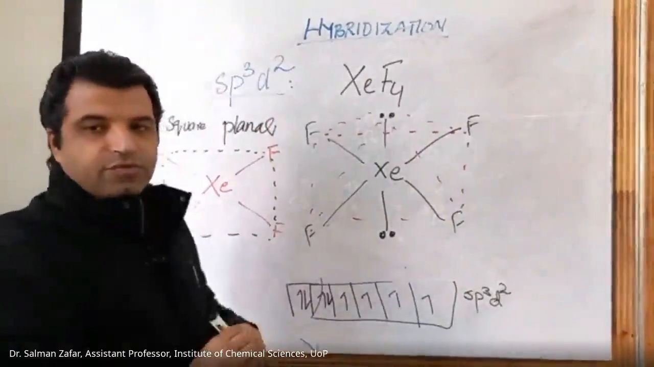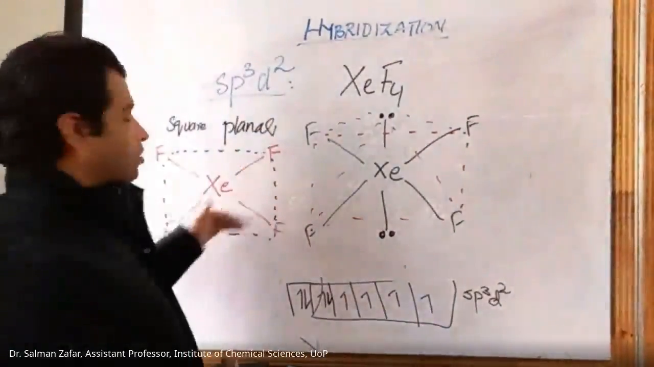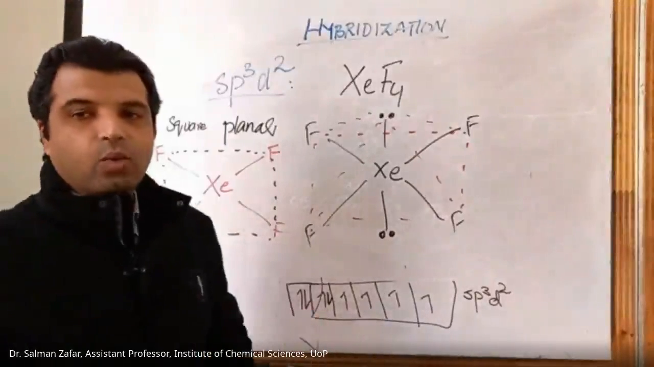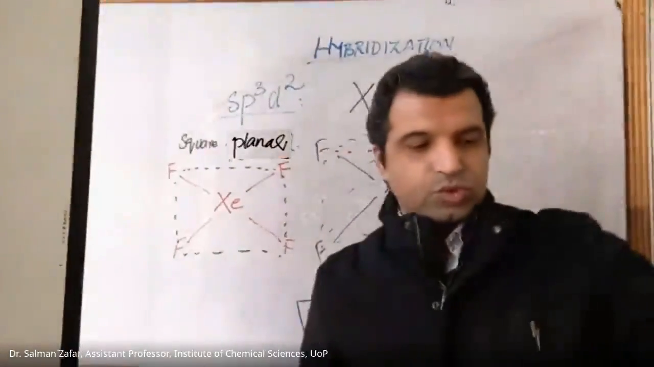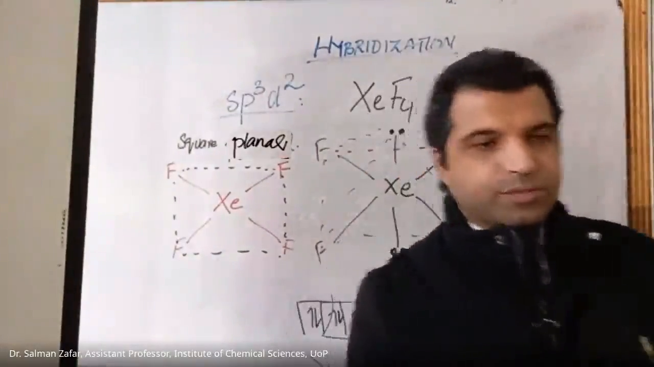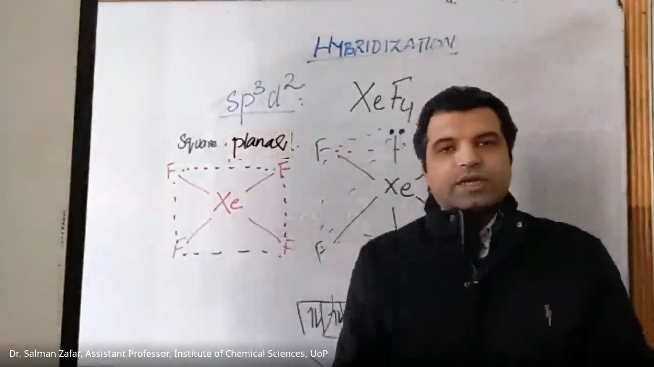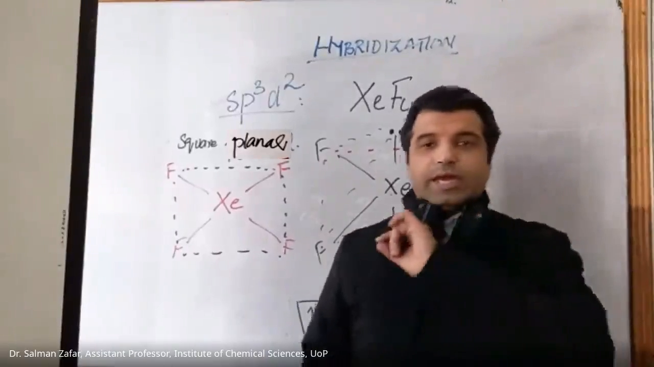Right, so xenon tetrafluoride will have a square planar geometry because all of these fluorine atoms are in one plane. So this is how sp3d2 hybridization takes place in different molecules. And then you can see that these molecules have different geometries.